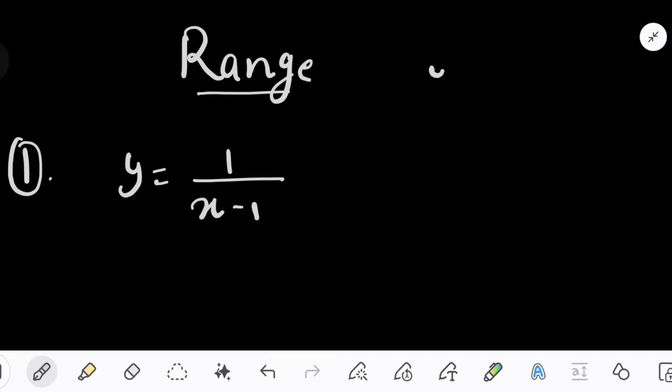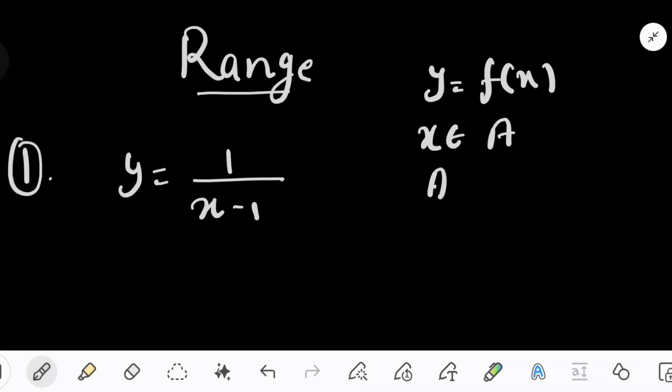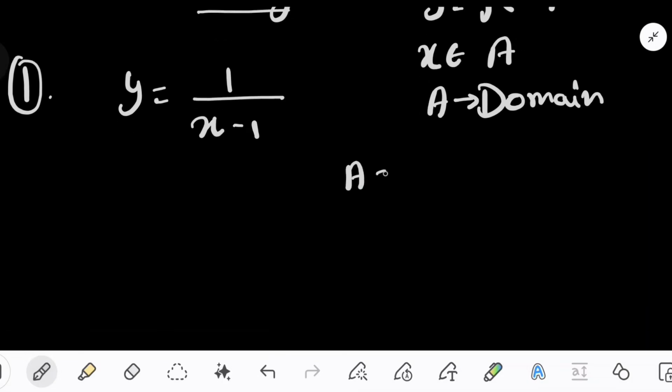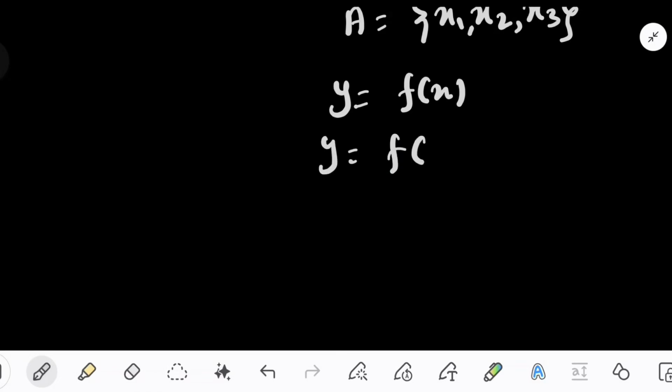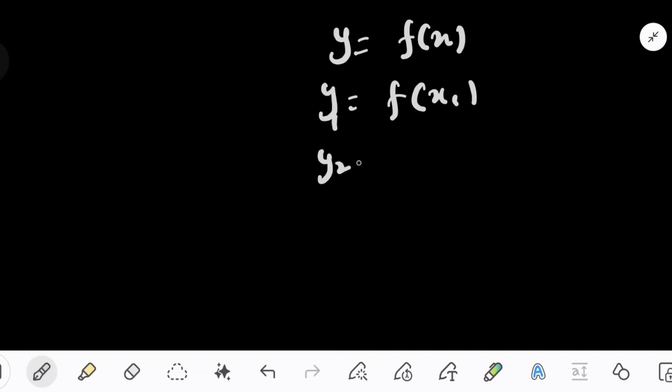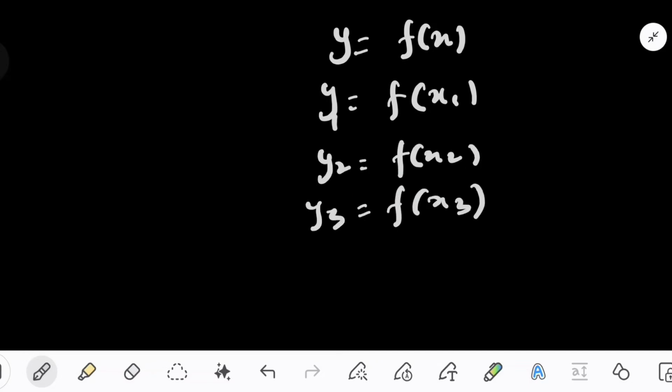So basically, if I say y is equal to some function of x, and x belongs to some set A, then A is called the domain. Suppose A contains three values, x1, x2, x3. When you substitute these values into y is equal to f(x), you get y1 is f of x1, y2 is f of x2, and y3 is f of x3.